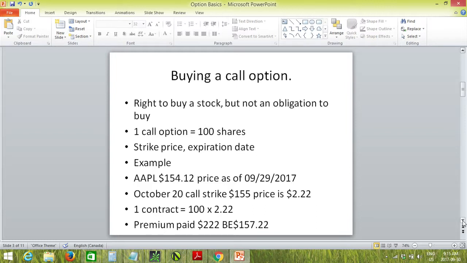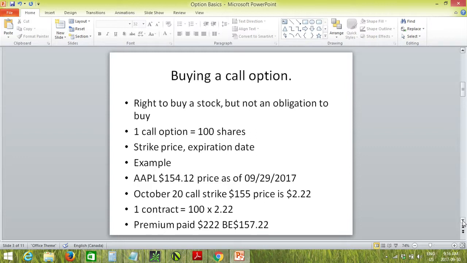So let's say you're looking to purchase an October 20th call, so that's the expiration date, with a strike of 155. So that's the price you think the stock is going to go to. The premium that you would pay for that, and again these prices are based off of the closing price of the day, is $2.22. Obviously you take that $2.22 times 100 because an option contract is 100 shares. So you would pay a premium of $222 for the right to purchase Apple shares at $155.